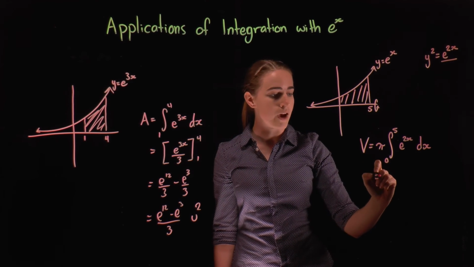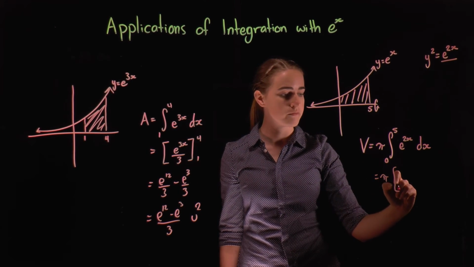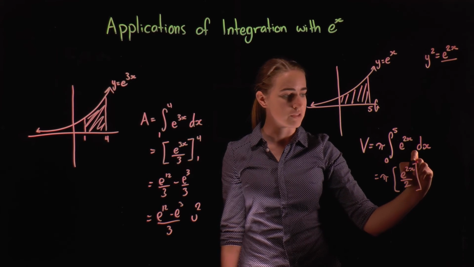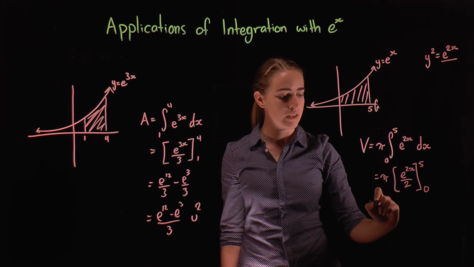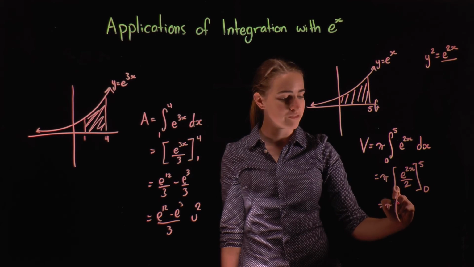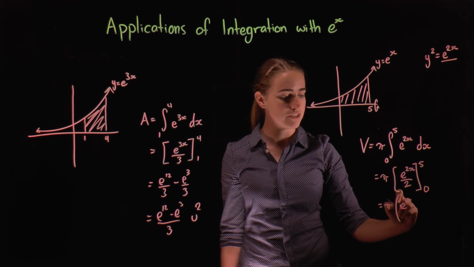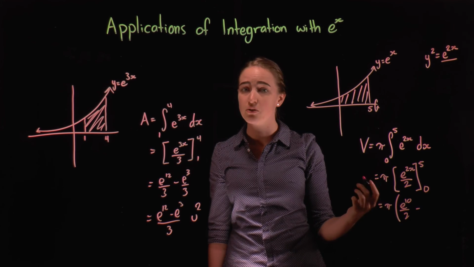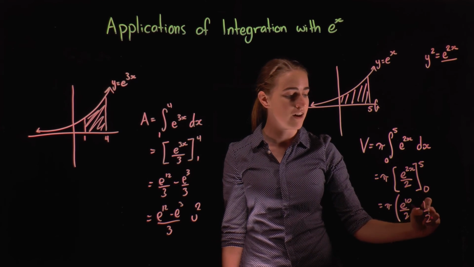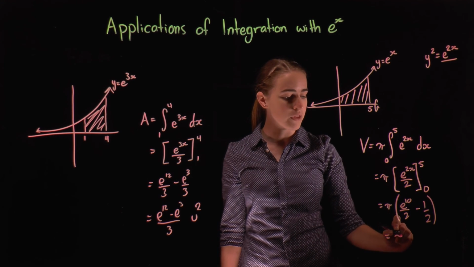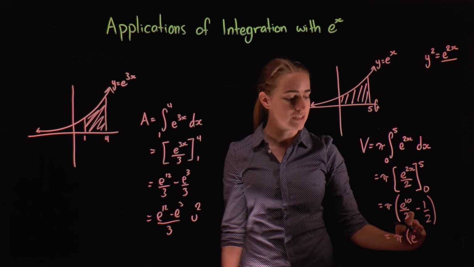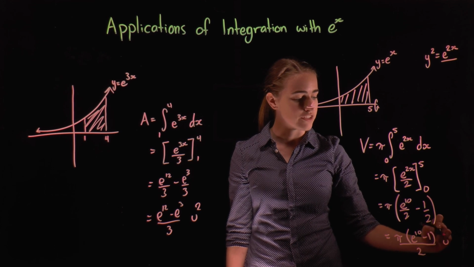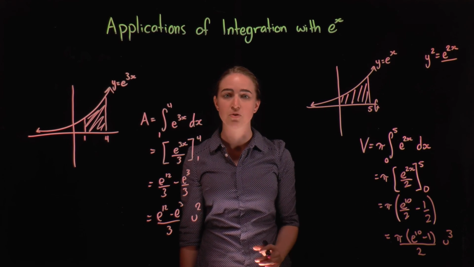All right, so doing that, our pi will stay out the front. We've got e to the 2x over 2 between 5 and 0. Substituting in, we'll still keep our pi out the front. We'd have e to the 10 over 2 minus e to the 0 over 2, but e to the 0 is just 1, so minus a half. And we can just pop all that together, so we could have pi outside of e to the 10 minus 1 all over 2. And that's units cubed this time because we're talking about volume.